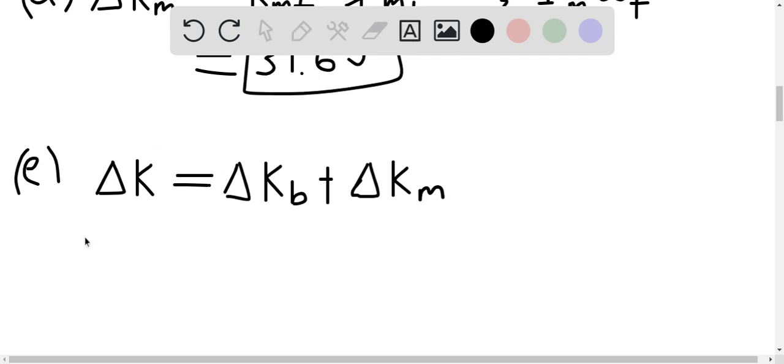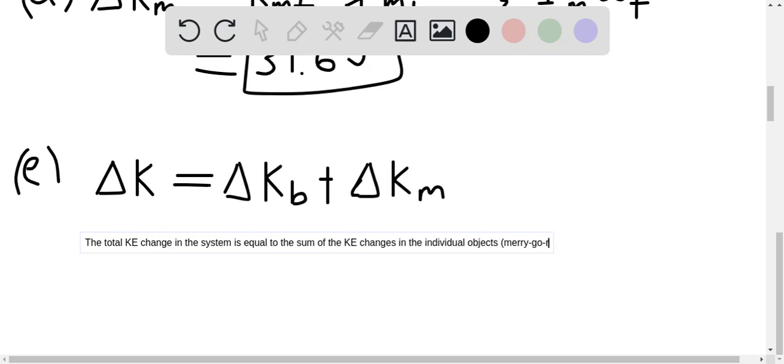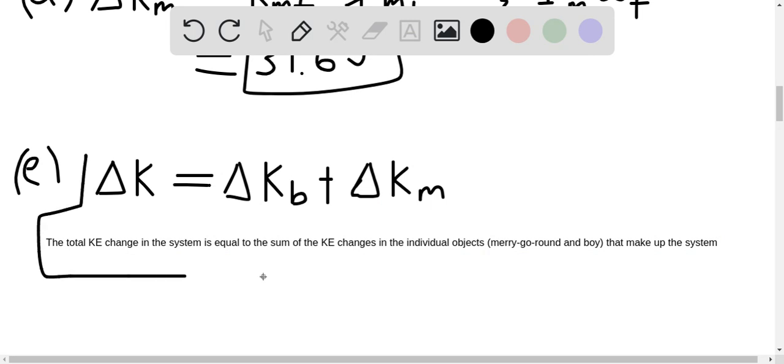So let's go ahead and make a little statement of this. So we can say, in other words, the total kinetic energy, which I'm going to abbreviate with KE, change in the system is equal to the sum of the KE changes in the individual objects that make up the system. This is merry-go-round and boy. And that makes sense, right? This is just conservation of energy, essentially. So we can go ahead and box all of this in as our solution to part E. And that is the final part of this question.